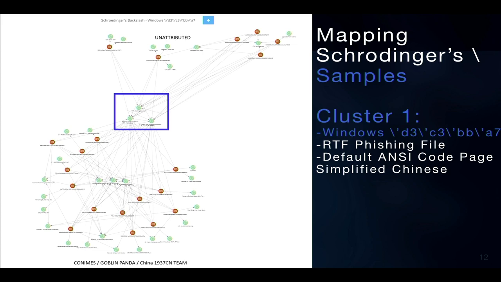The blue square at the center of the screen highlights the three data points that link this presentation and these samples on the screen together. And those are the bullet points on the screen. It's the Schroedinger's backslash metadata author and operator field. It is the RTF phishing file. All of them are RTF phishing files. And they all have a default ANSI code page for simplified Chinese. As I mentioned earlier, this is a group believed to be associated with Chinese state interests, possibly Chinese actors. It would make sense their default ANSI code page is simplified Chinese. It's also bad OPSEC.